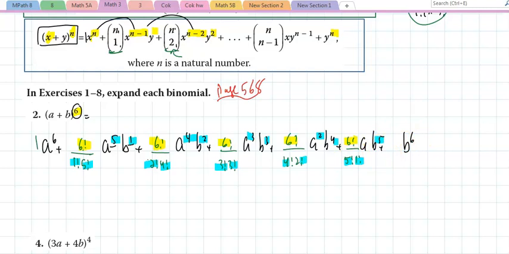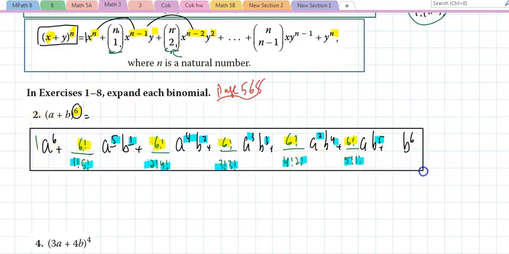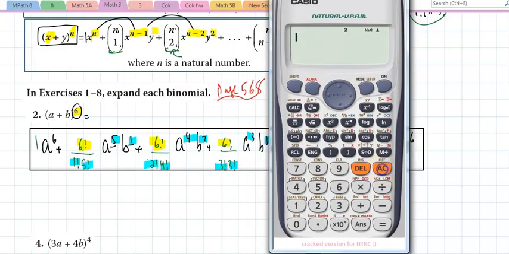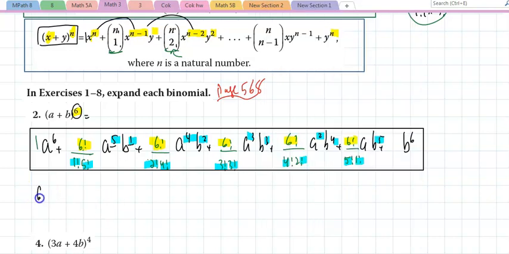So on a test, if I say expand each binomial, that's all I want. And you could use your calculator, by the way. I do want you to practice this on the homework. And if I say simplify, you would find it. nCr is right there. And the way it works, if I go 6 nCr 5 or 1, it makes no difference. That's a 6.